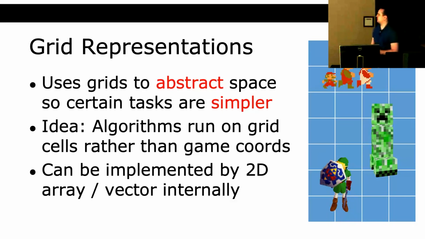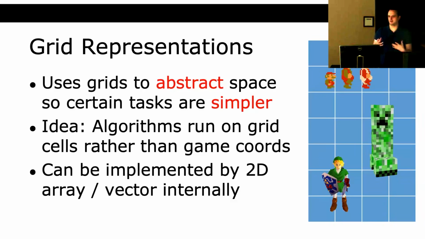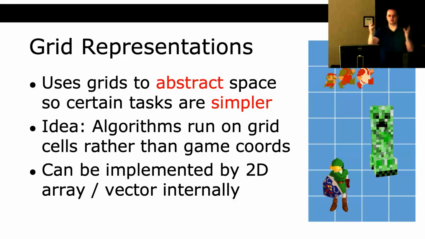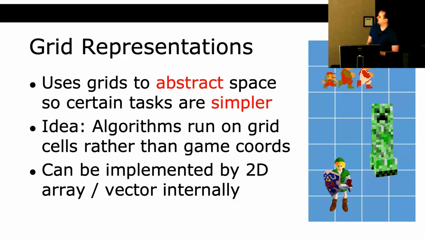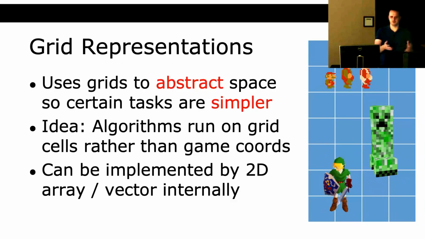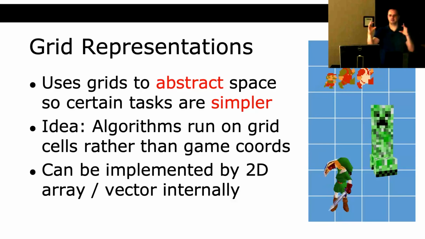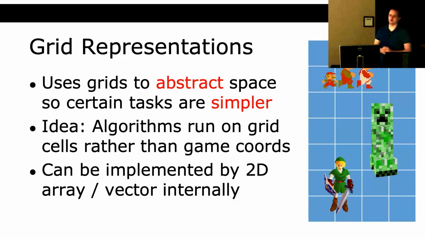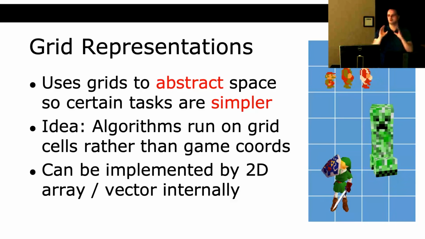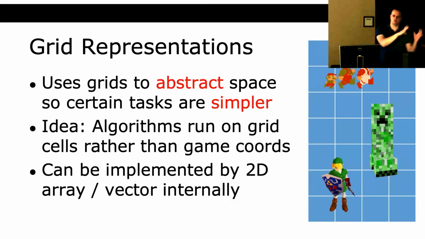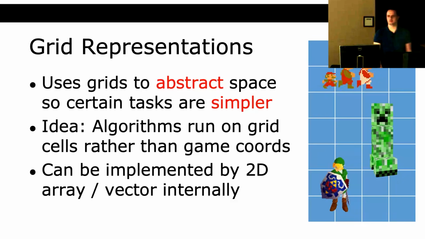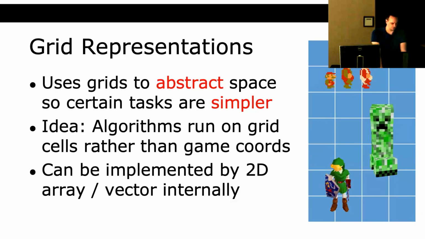And the good thing about grids is that they can be implemented by a 2D array or a vector internally. So the vector here meaning just a dynamically sized array in whatever programming language. Some programming languages, for example JavaScript, don't use a vector because the arrays in JavaScript can be resized, right? So we can add things to arrays in JavaScript. But if you're working with something like C++ or Java, you would have an actual vector and an array. So an array would be a statically sized array, and a vector would essentially be a dynamically sized array that we can add things to and remove things from.